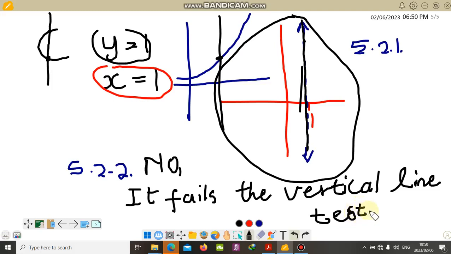It fails the vertical line test. Meaning when you draw the vertical line on top of it, that vertical line touches the graph too many times, so it is not a function. This means that one value of x, this one, is associated with many y values. It is 1 and 0, 1 and 1, 1 and 2, 1 and 3, because it is exactly on one line. So that cannot be a function, guys.